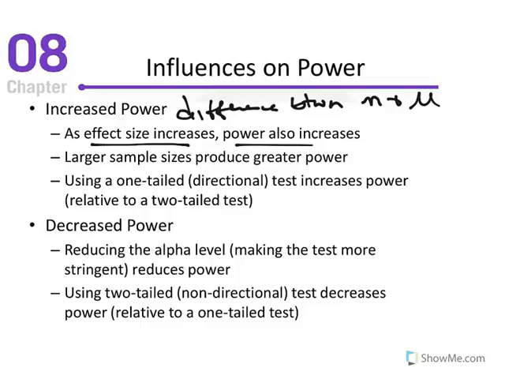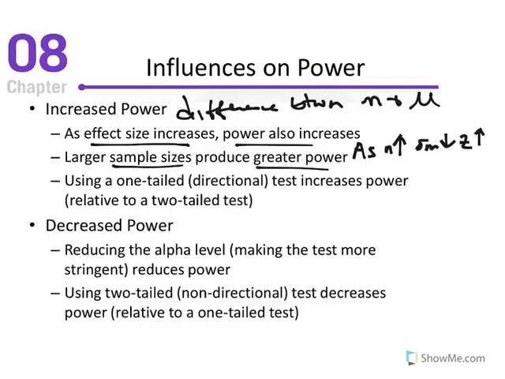Large sample sizes produce greater power, and again, we learned about that relationship in terms of our z-statistic, so we can apply that here. As n increases, our standard error decreases and z increases. So if our z value increases, then we're going to have a greater likelihood of rejecting the null. Again, recognizing what power represents, larger sample sizes are going to increase power.